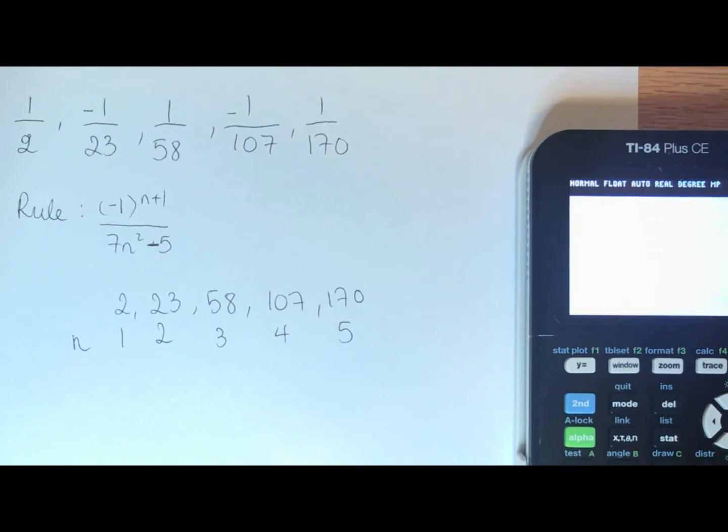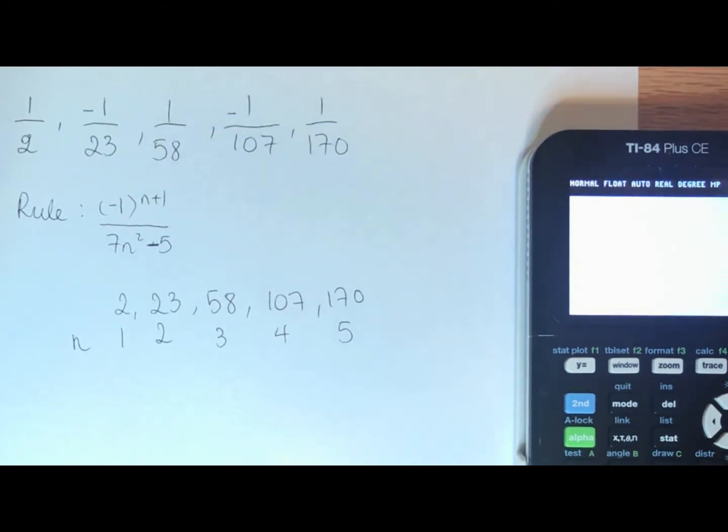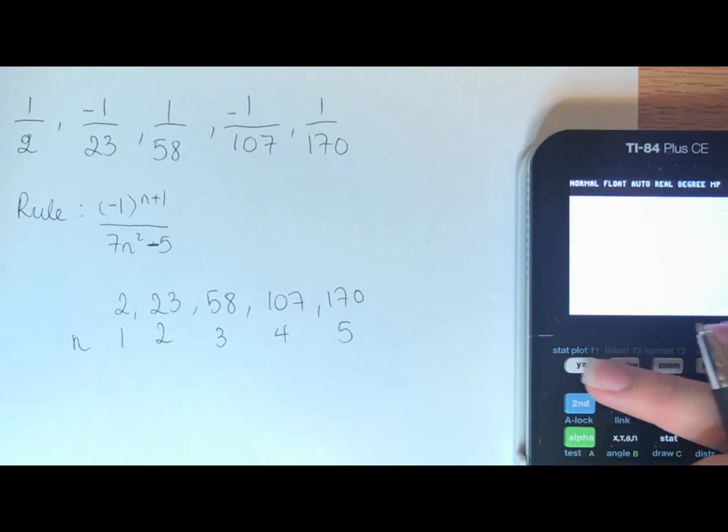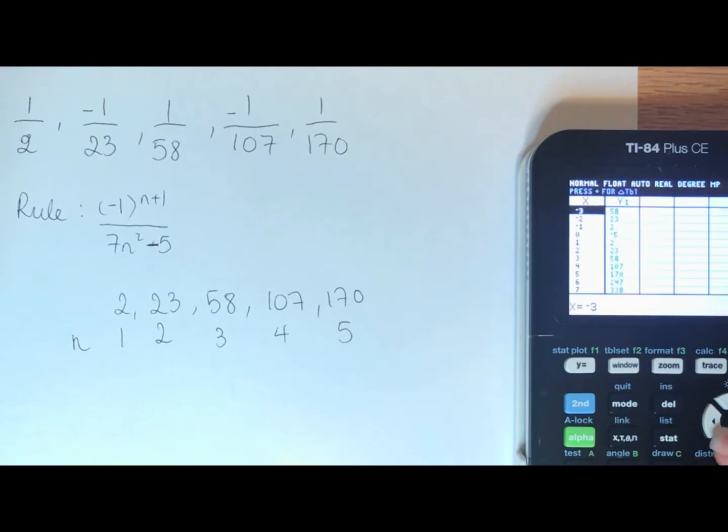Or let's say if you found out that the general rule is 7n squared minus 5. Again, we can go to y equals, clear what you had earlier, and then just type in the new formula. So then we're gonna go to second graph to go to table. And then again, for 1, you have 2. For 2, you have 23, 58, 107, and 170.